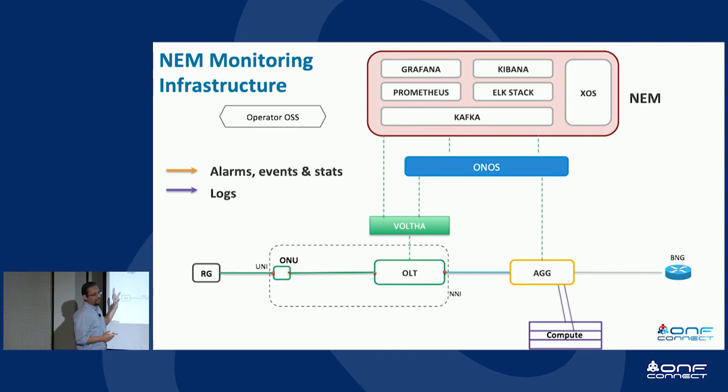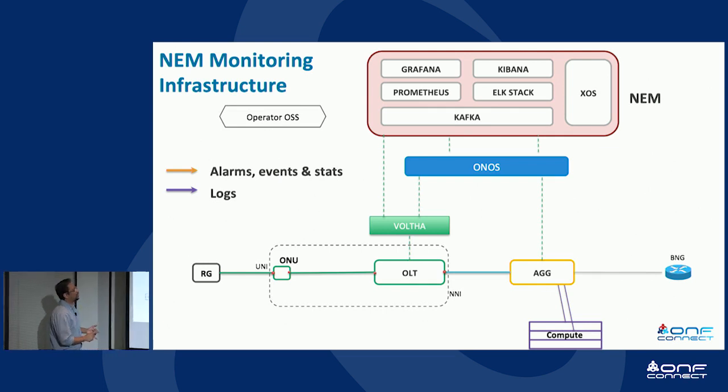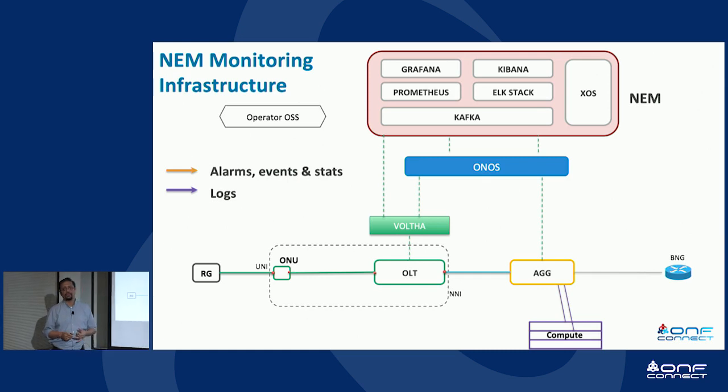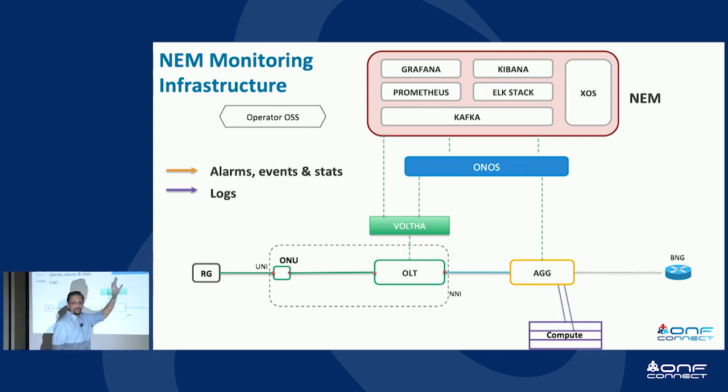There's also another piece of NEM, which is the monitoring infrastructure, right? So here we use a number of different third-party software that we add to. There's the ELK stack, which is Elasticsearch, Logstash, and Kibana. We also use a time series database like Prometheus, and then display that using Grafana. All of that is fed through a Kafka stack, which VOLTHA and ONOS both use to feed information, as well as XOS.